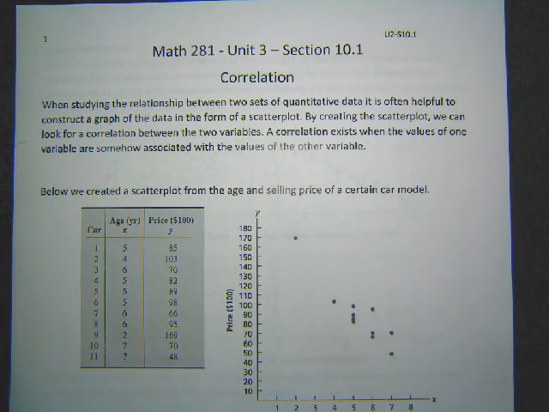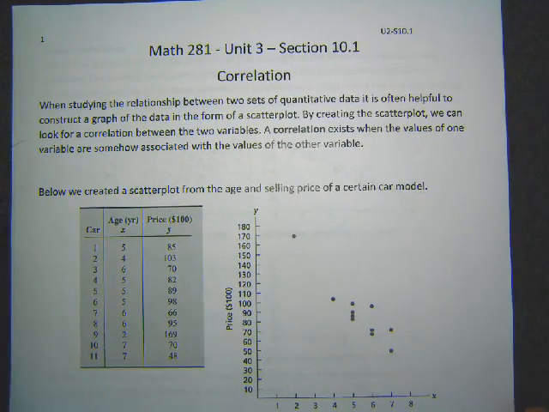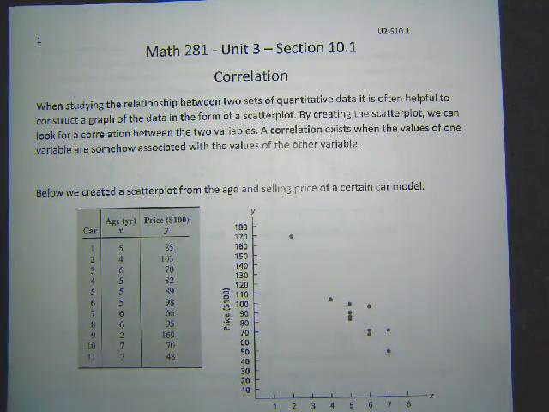We're on section 10.1, our first of two sections from chapter 10. In chapter 10, we're going to be looking at quantitative data that is related, with two different variables or aspects. The first way we're going to look at that is with correlation.